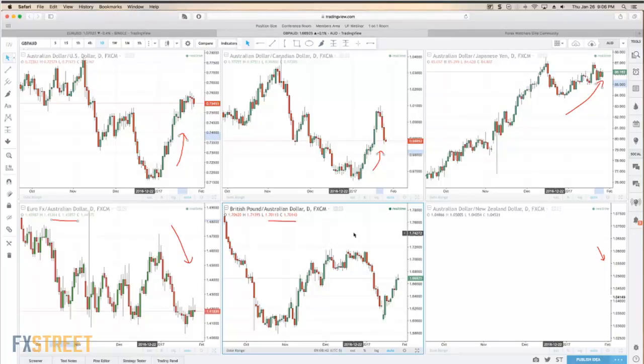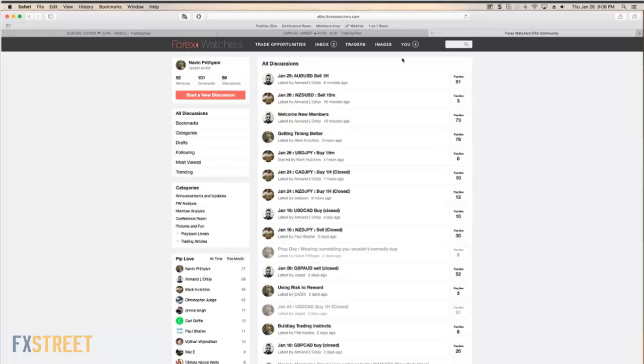Now that we know this information, it's not just a chart going up, it's the underlying flow across the world. This is happening. So we want to be doing something with Aussie because our chances will increase as long as we're going with the Aussie strength. Let's take a look at what some of my members are working on.